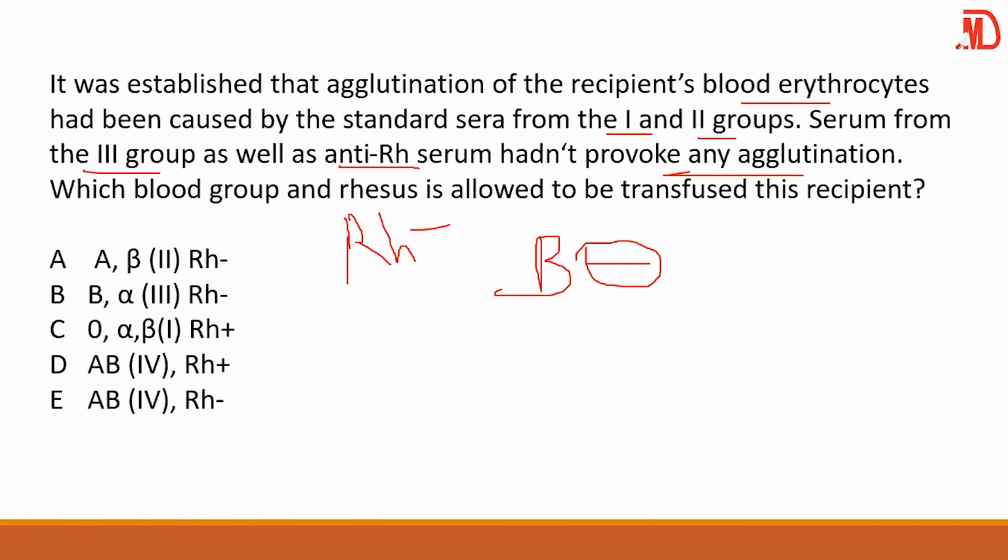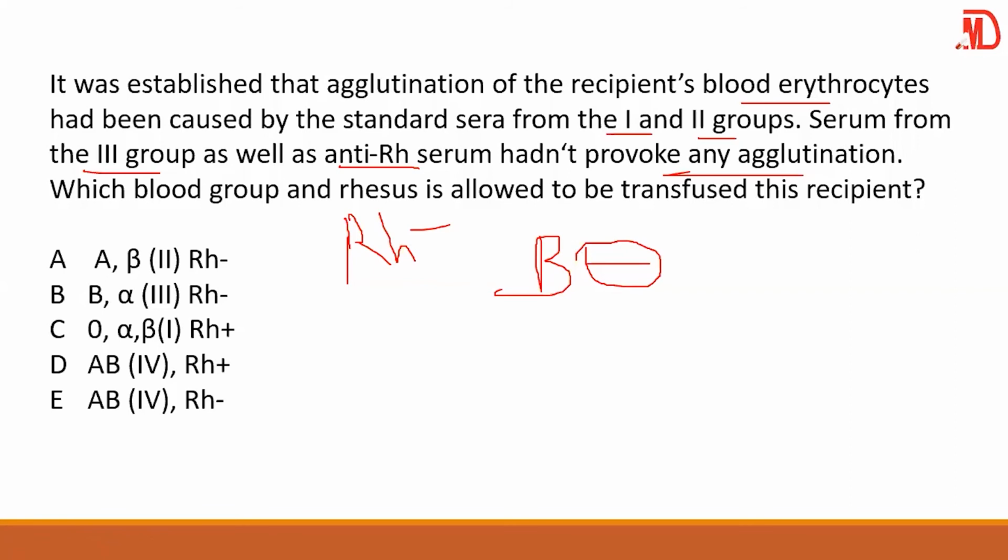As simple as that. That's what they said. They said it results in what? Agglutination. It was established that agglutination of the recipient's blood erythrocytes had been caused by these blood groups. So the serum from blood group 3 had not provoked any agglutination. What it means is that when they gave it to somebody with blood group 3, that is blood group B, there was no agglutination. No agglutination was found.